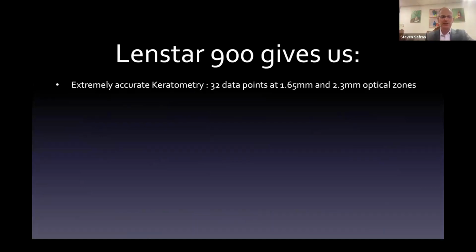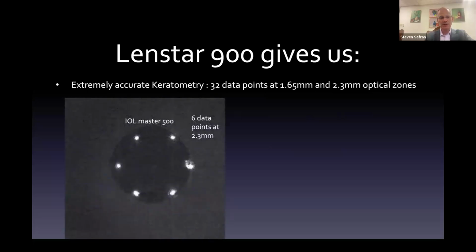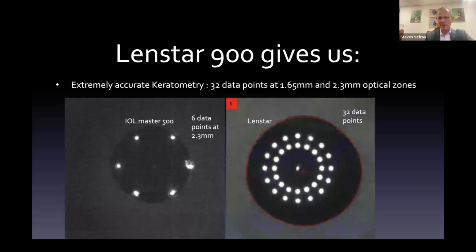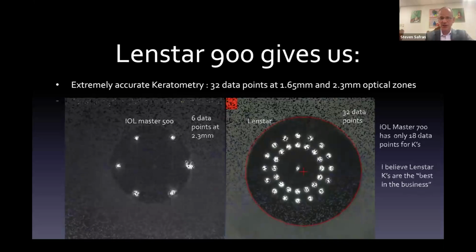Now, what this gives me, as Warren already told you, is extremely accurate keratometry, 32 data points at two different optical zones, 1.65 and 2.3 millimeters. I came out of an IOL Master 500 when I got my Lenstar, with 6 data points at 2.3 millimeters. The Lenstar was 32 data points, so it's just a whole quantum leap above. And even the IOL Master 700 has only 18 data points for Ks. So, as Warren said, I believe the Lenstar Ks are the best in the business.